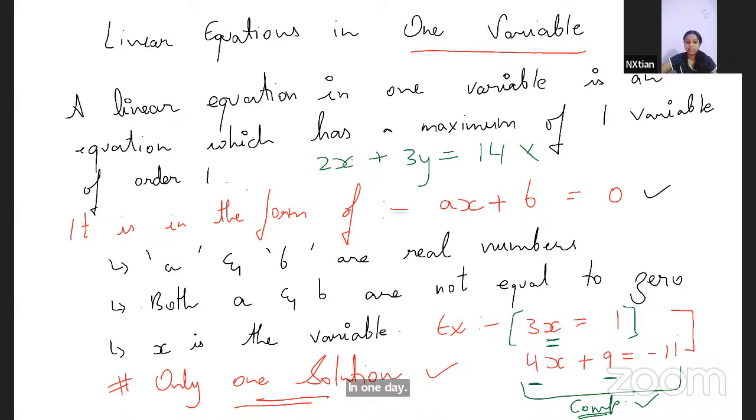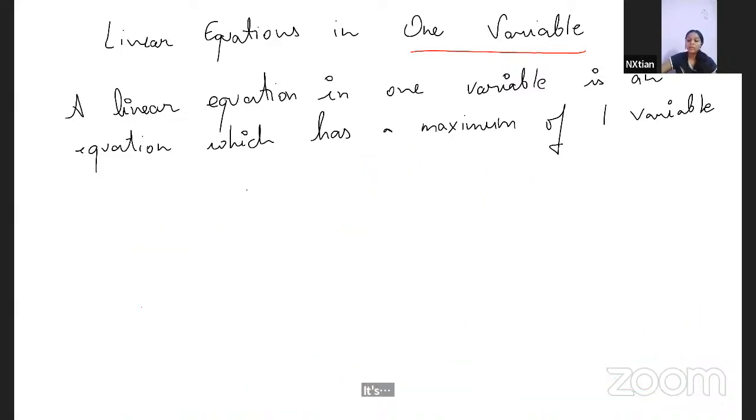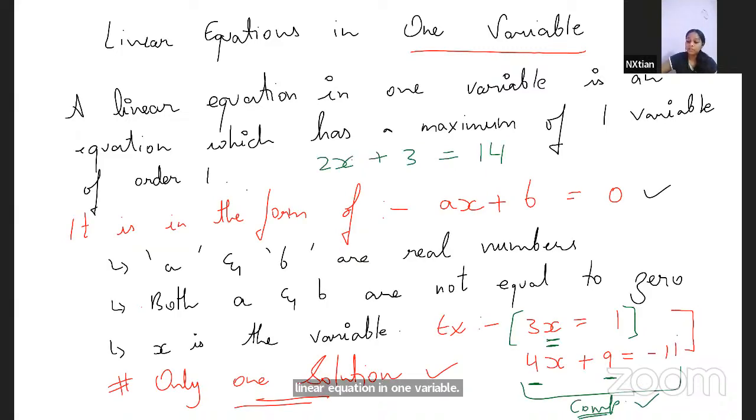Ma'am, 2x plus 3 will be an algebraic expression, Simran, because it doesn't have an equals sign and a number after it. No, it's 2x plus 3 equal to 14, like that. If it was 2x plus 3 equal to 14, then it is a linear equation in one variable. If it is not equal to 14, then it is an expression.